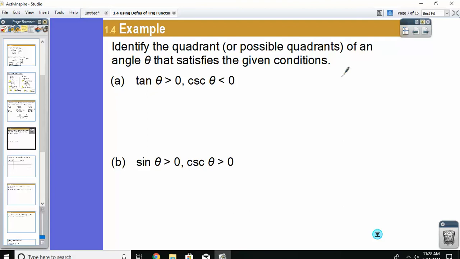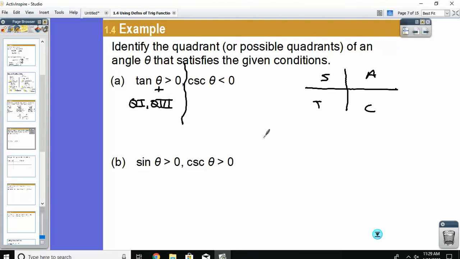Cosecant of theta is less than 0. So we're just doing our all students take calculus. Greater than 0 means positive. In which quadrants is tangent positive? 1 and 3. All the trig functions are positive in 2 quadrants and negative in 2 quadrants. So tangent's greater than 0 if you're in quadrant 1 or quadrant 3.